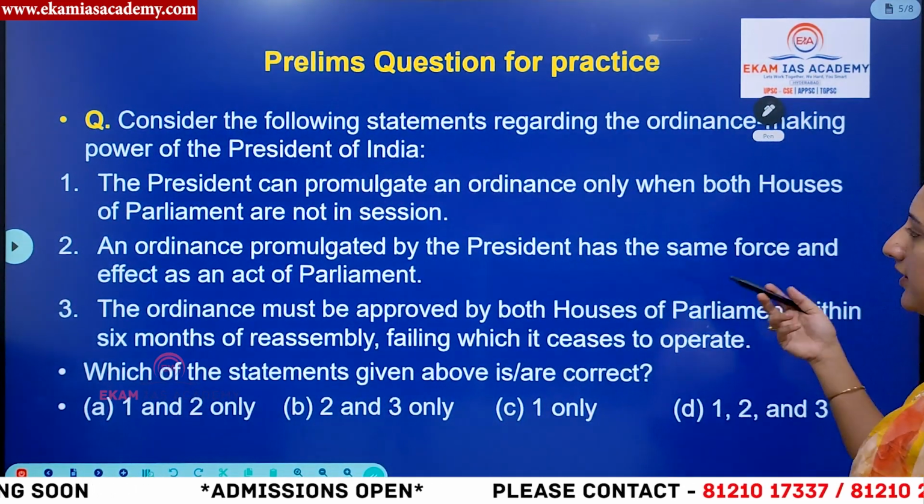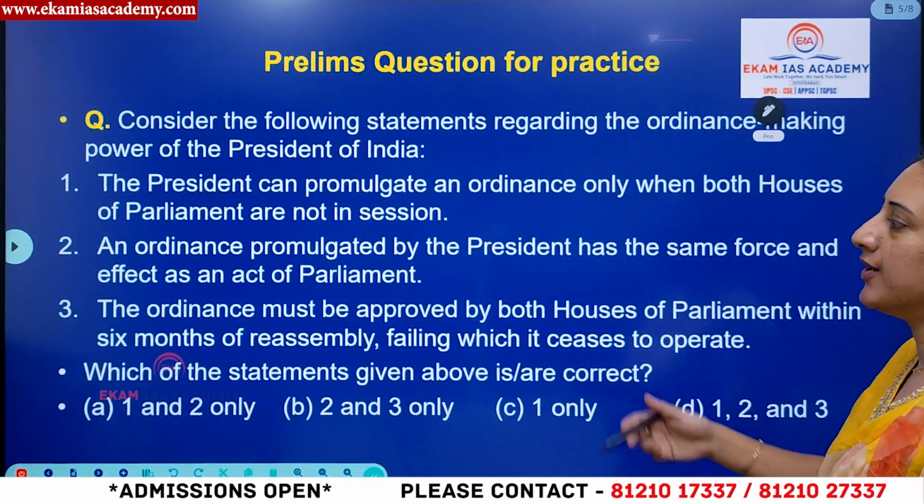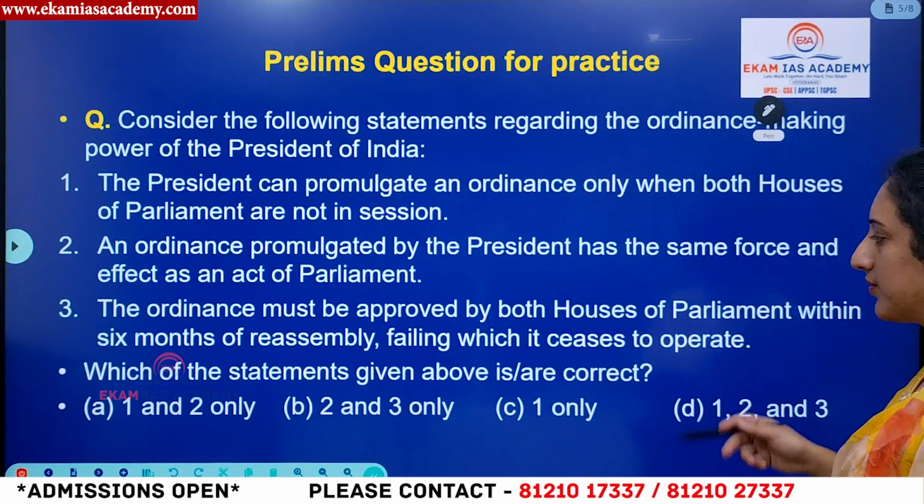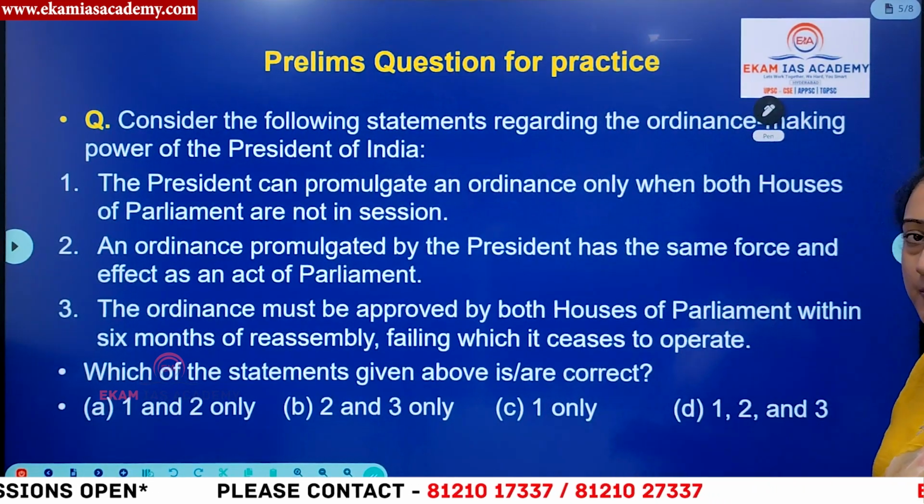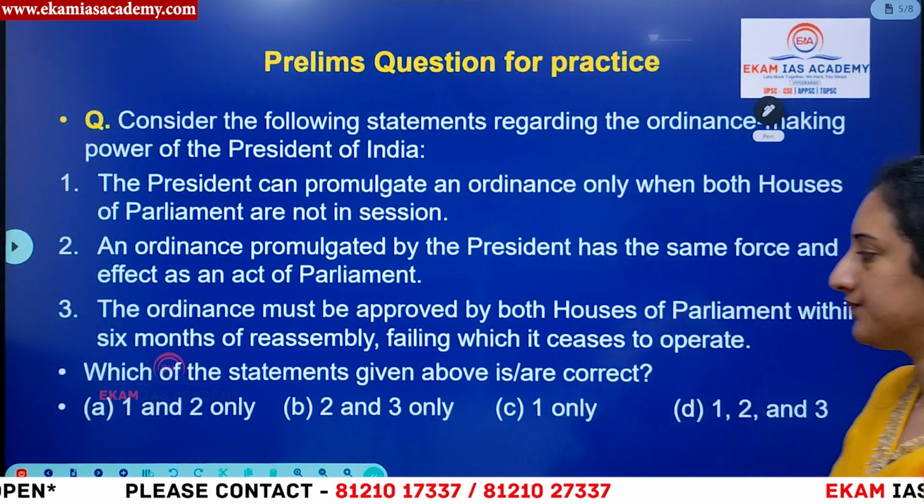Consider the following statements regarding the ordinance making powers of the President of India. Three statements were given and options were given. Please find the correct option and then let me know in the comment section.